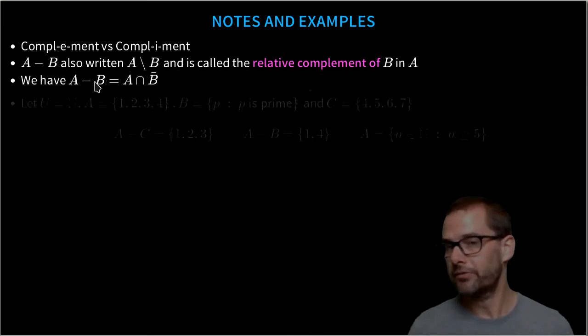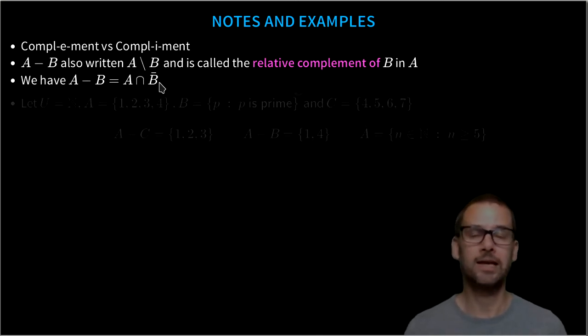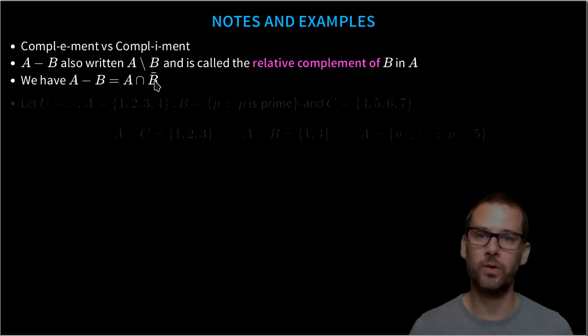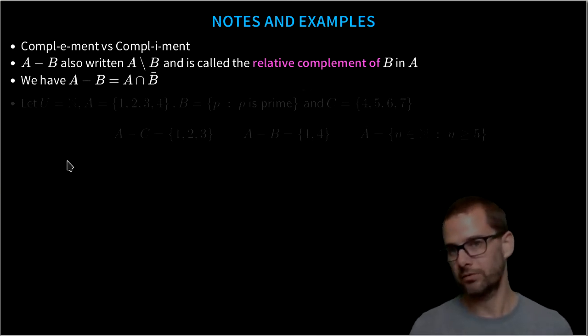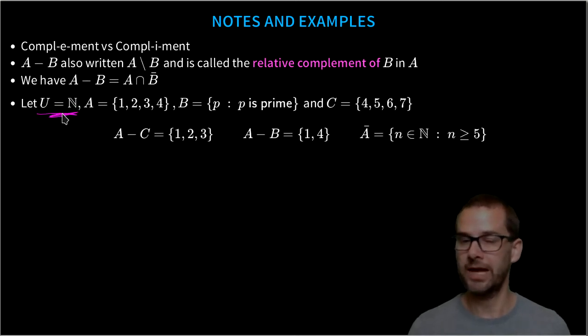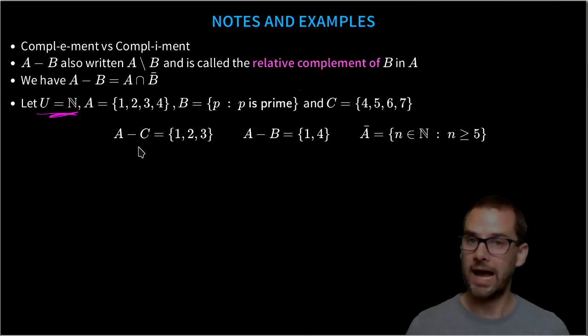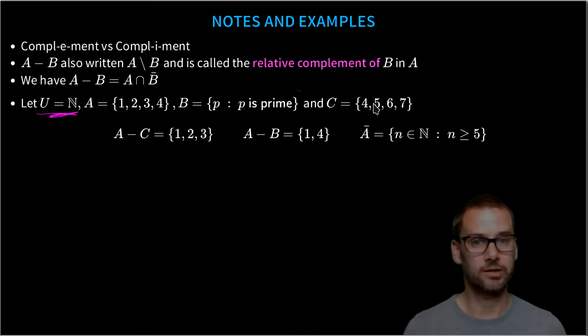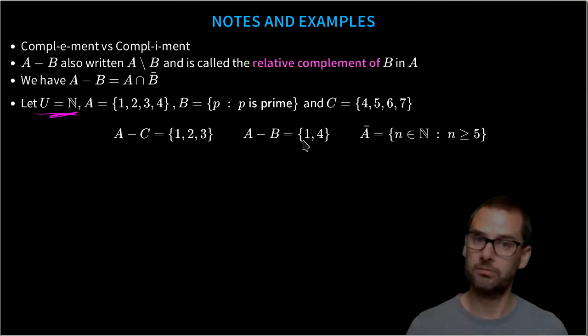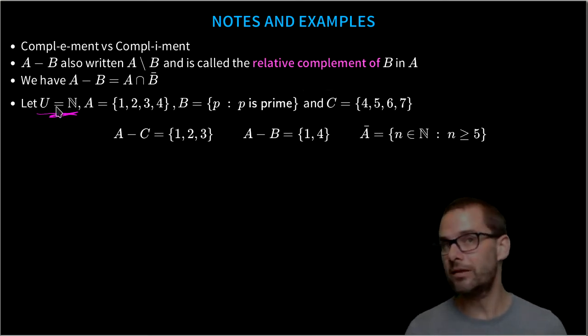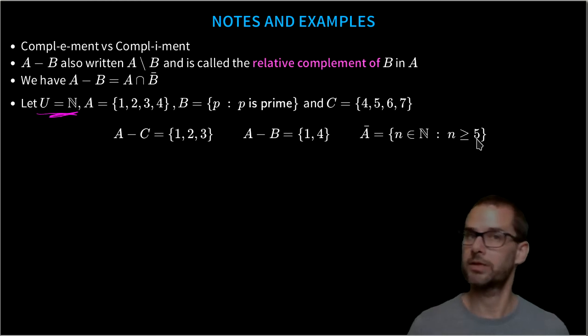And if we're a bit careful, we can work out that the difference of A and B is A intersection B complement. So it's things that are in A and the intersection of those with things that are not in B. So if we take a universal set to be N, so if we're playing with natural numbers, and we take A, B, and C to be as they were just before, then A minus C is everything in A that's not in C, and that's just this element 4 here that's in both, so it's just 1, 2, 3. A minus B is everything in A that's not a prime, so 1 and 4. And A bar, so things that are not in A in the current universal set, is just all the natural numbers that are bigger than 5.